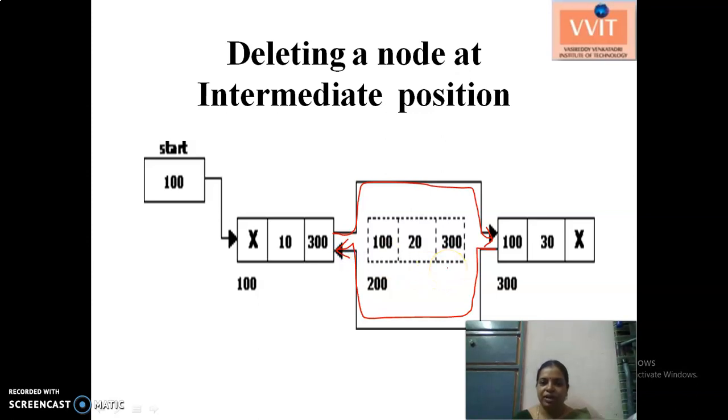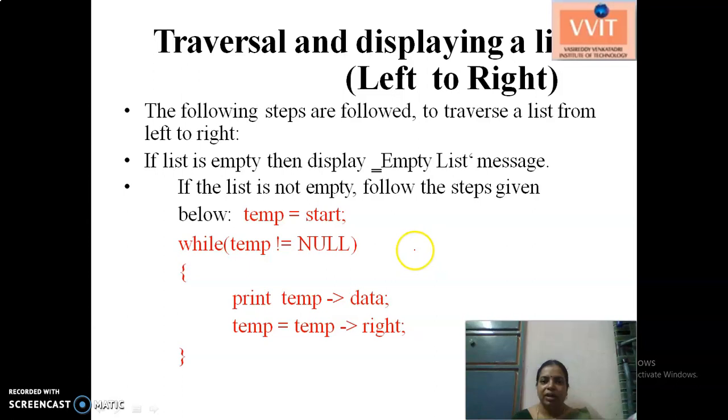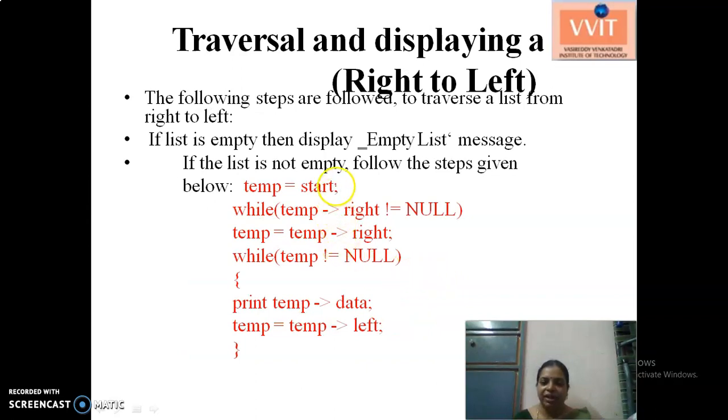Next, traversing and displaying a linked list. Traversing can be done from left to right or from right to left. If it is left to right, we repeat the loop until temp is not equal to null, print the data of the node, and move from one node to another using the right pointer. If it is right to left, take temp as the start node address, and first move through the linked list up to the last node.